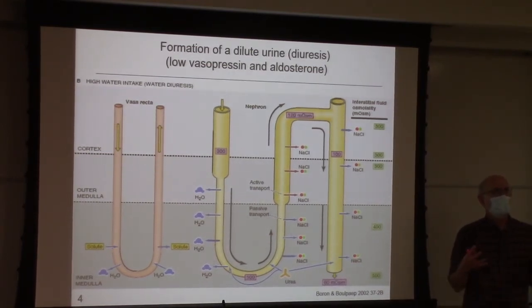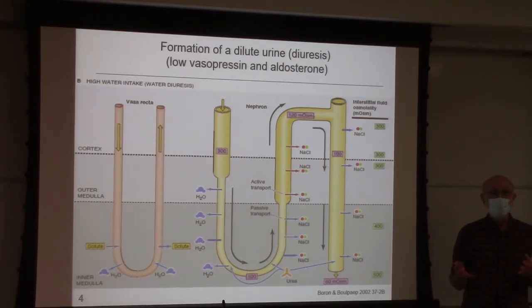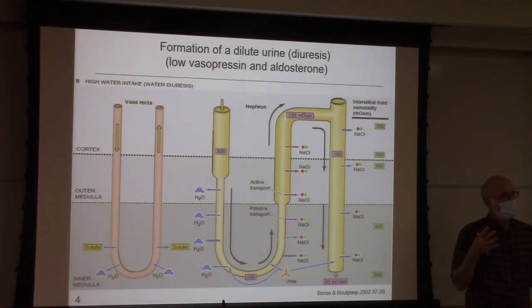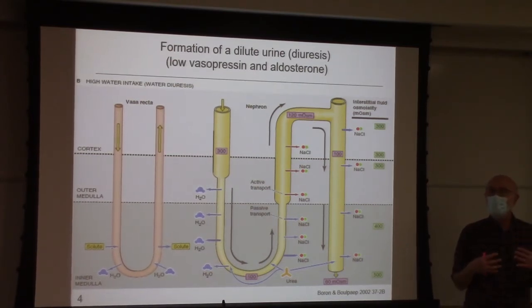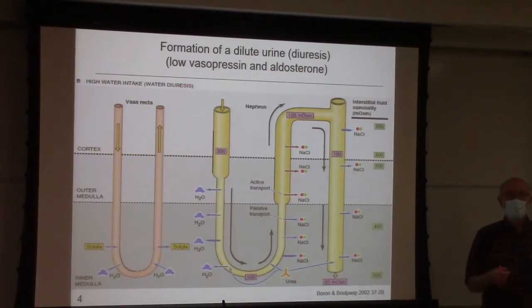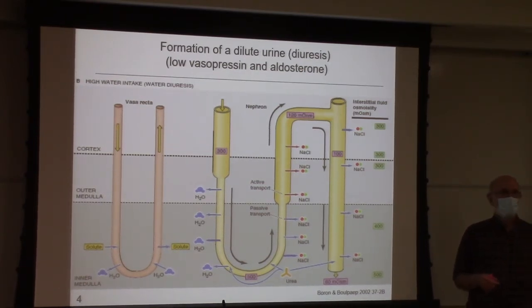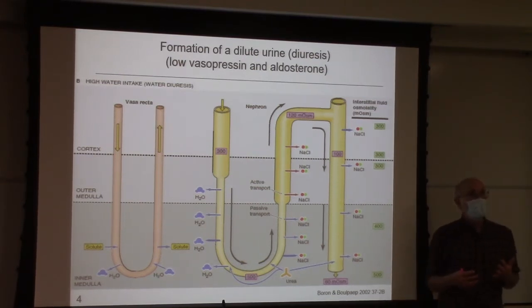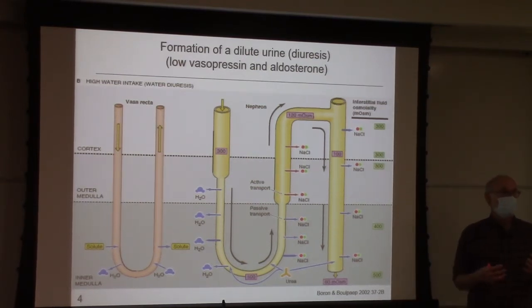Well, remember, if your body is too hydrated, then your solute concentrations are wrong, they're too low. And low solute concentrations can lead to abnormalities of heart, brain, and other function. So the kidneys have evolved to make sure that we don't do that.